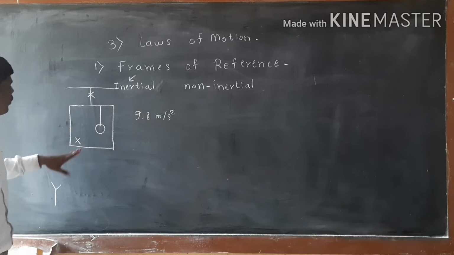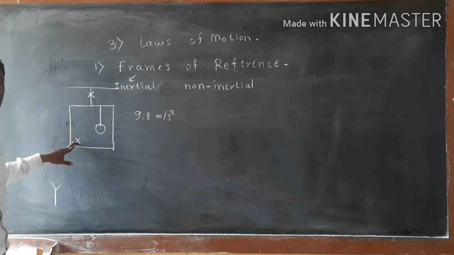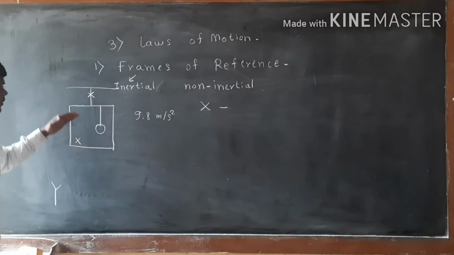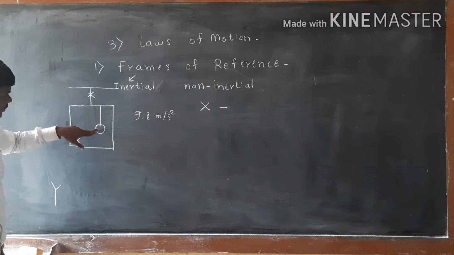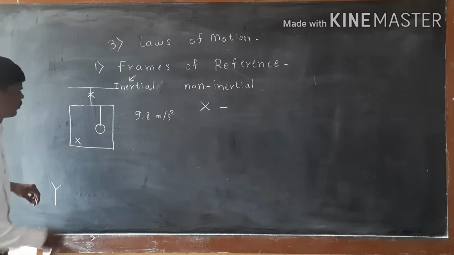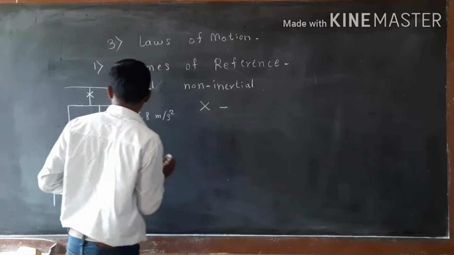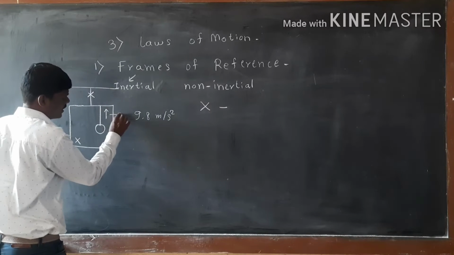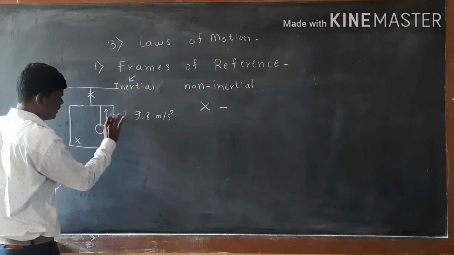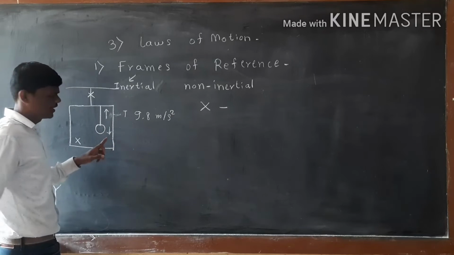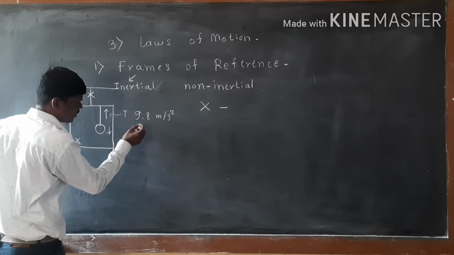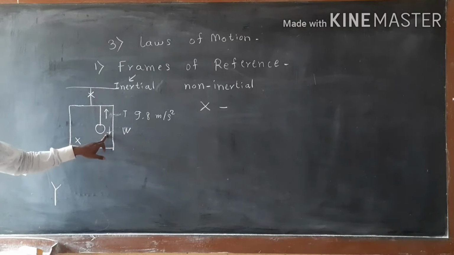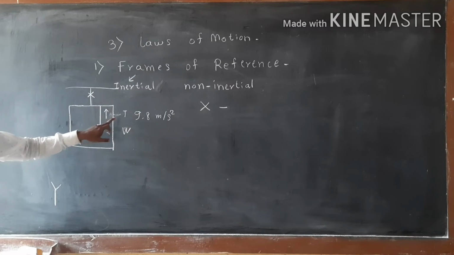Now let's take the observations of observer X. What will observer X observe? He will observe that the pendulum is at rest. What are the forces acting on the pendulum? The upward tension force by the spring, let's say T, and the downward gravitational force, we will say omega. These are the forces acting on this pendulum, and the upward force is the tension force.